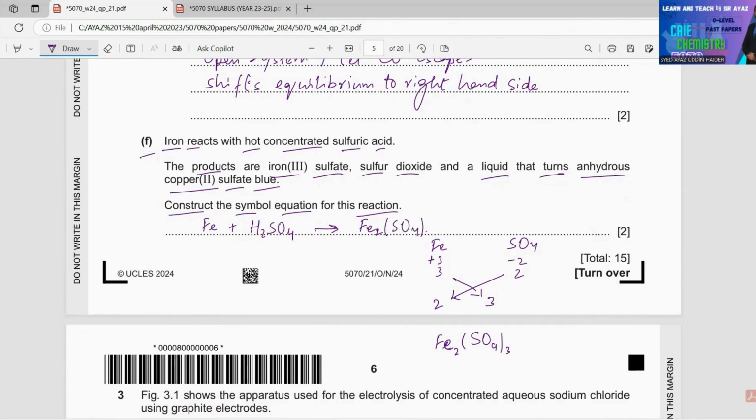Fe2(SO4)3 plus, they are saying sulfur dioxide is also produced, so you write sulfur dioxide, SO2, plus the liquid that turns anhydrous copper(II) sulfate blue, it must be water, H2O. Now let's balance this equation. Fe2(SO4)3, so I will write 2 before Fe. Iron is balanced.